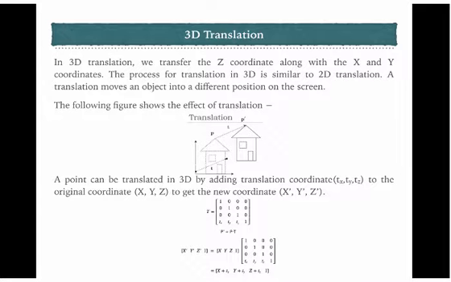A point can be translated in 3D by adding translation coordinates tx, ty, tz to the original coordinates x, y, z to get the new coordinates x dash, y dash, and z dash. T is the translation matrix described below. The equation we use for translation is p dash is equal to p into t.